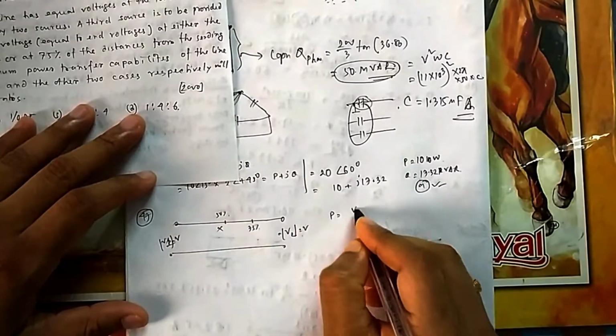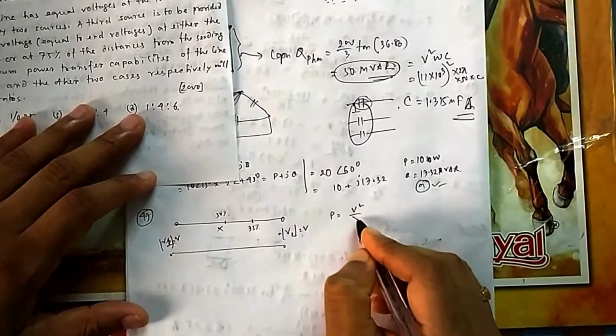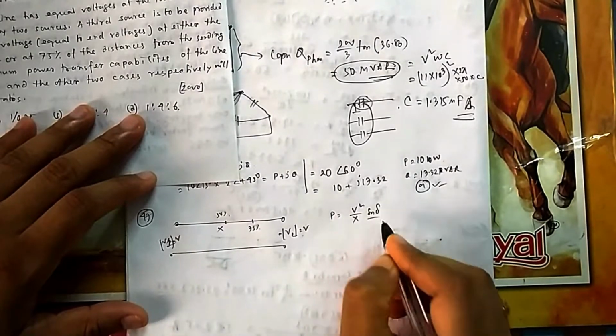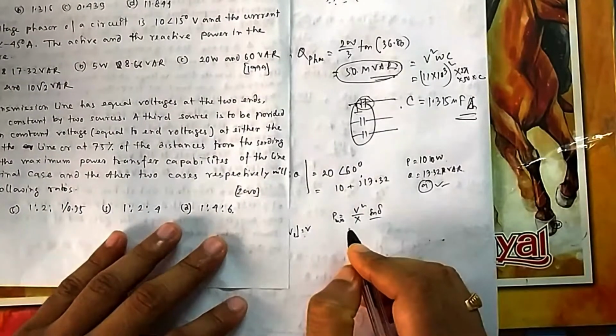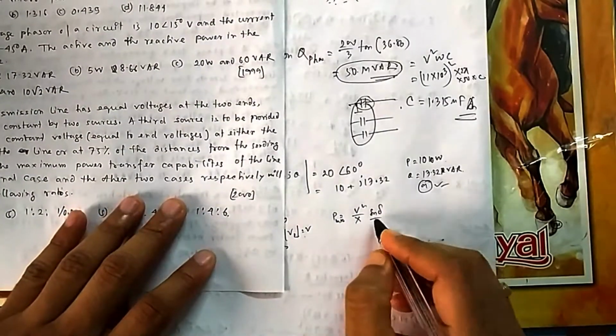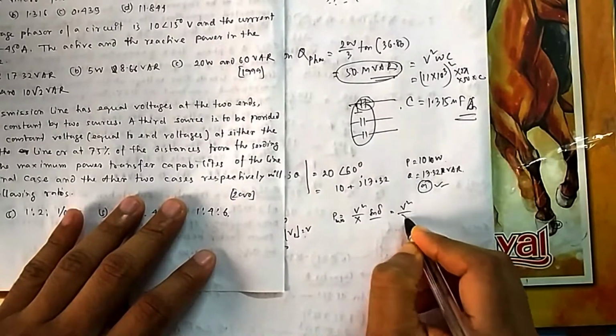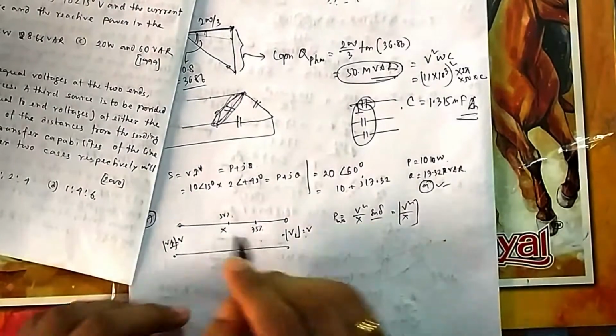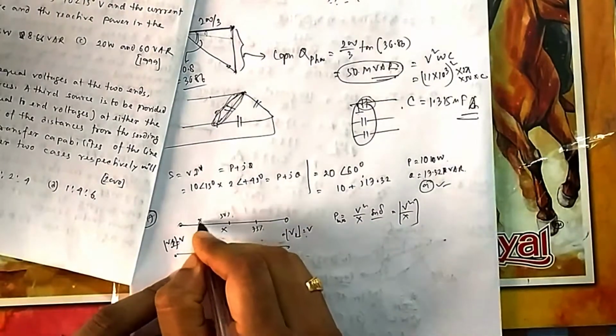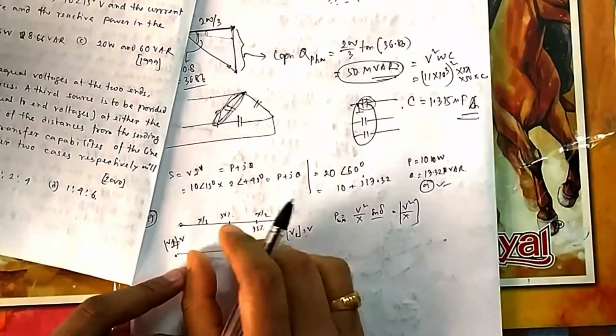Initial power transfer capability is V1 V2 by X times sin delta, where delta is the angle between the two. For maximum power that can be transferred, you will consider sin delta at 90, so it will be V square by X. So that was the maximum power transfer capability from here to here in the original case. Now if you come to 50%, this will be X by 2, and this will be X by 2. So both will be equal.